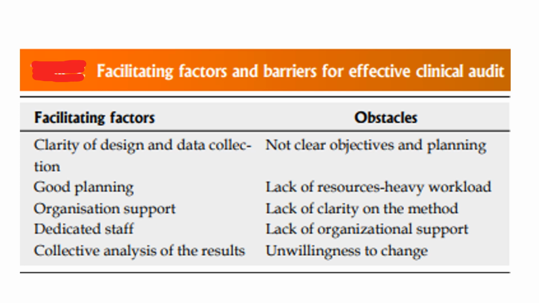So the author is trying to tell us what are the different factors which can facilitate, and what are the barriers that can form obstacles for doing an audit which is effective in making a change. So an effective clinical audit means an audit which is going to make some kind of difference. So the author has given us rows, 1, 2, 3, 4, 5, 6, 7 rows. And the author has also given us 2 columns. So this is the first column, facilitating factors, and this is the second column, obstacles.